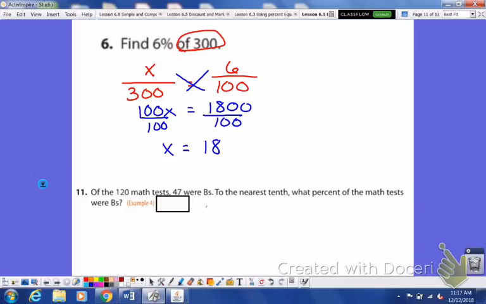There's one example of each, and now we're going to do one quick word problem here. Of the 120 math tests, 47 were B's. To the nearest tenth, what percent of the math tests were B's? Okay, so we know there are 120 total math tests. Total is our whole, that goes in our denominator. 47 were B's, there's your part. I'm looking for what percent, so percent is our variable. Again, percent is always over 100.